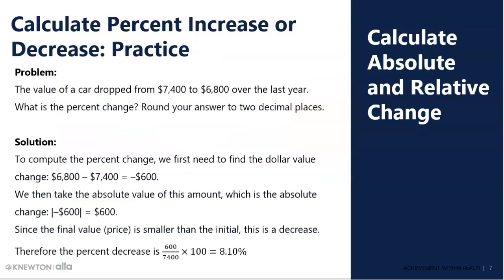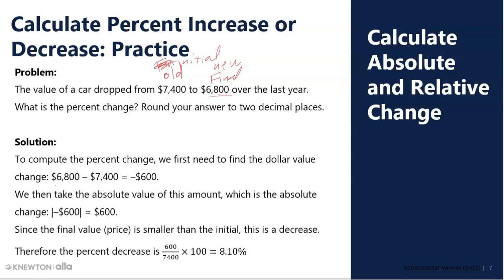So the value of a car dropped from $7,400 to $6,800 over the last year. What is the percent change? The first thing you want to do is identify from to. The from was what it was originally. That's the old value. That's the initial value. Sorry, I said final. Bad math teacher. Initial value. The 2 is the final value or the new value. So it is now $6,800. So you're saying, did it go up or go down? It went down. So the lower number is your final value.